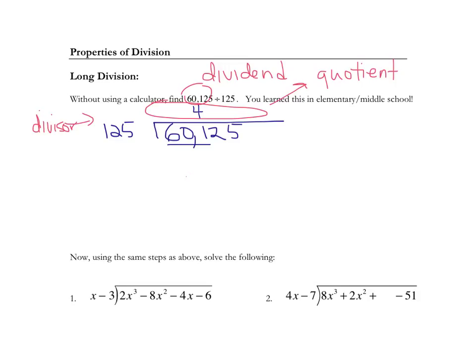4 times 125 is 500. So I'm going to line that up underneath and I'm going to subtract. 601 minus 500 is 101. Next, I'm going to bring down the 2. Now I'm going to repeat that again.